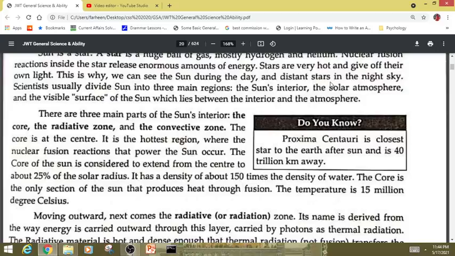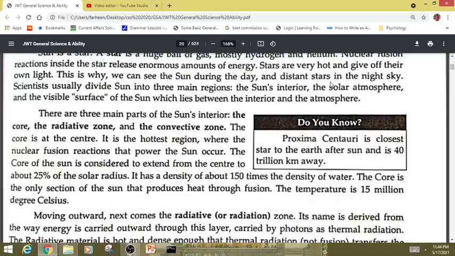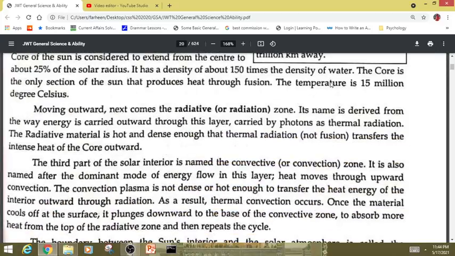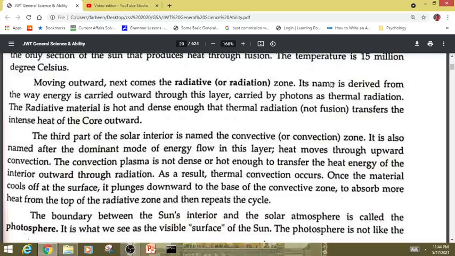Okay, moving outward, next comes the radiative or radiation zone. Its name is derived from the way energy is carried outward through this layer, carried by photons as thermal radiation. The radiative material is hot and dense enough that thermal radiation, not fusion, transfers the intense heat of the core outward. The third part of the solar interior is named the convective or convection zone.